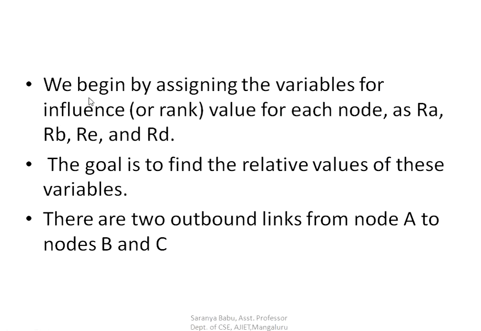We begin by assigning values for influence or rank to each node. For node A, the rank is RA, for node B, RB, then RC, RD. The goal is to find the relative values of these variables. Now there are 2 outbound links from node A, to node B and to node C.